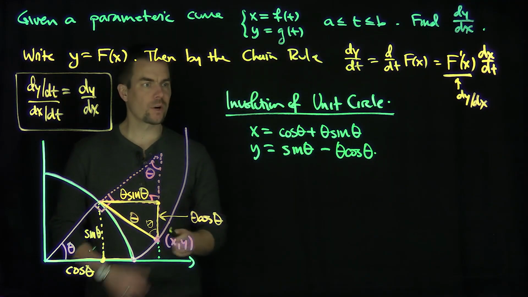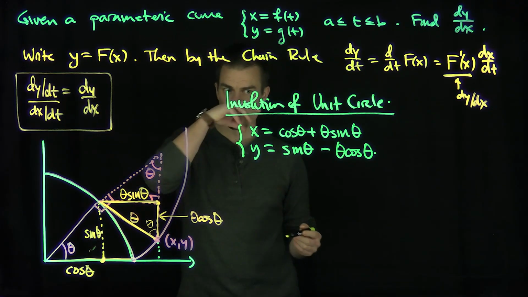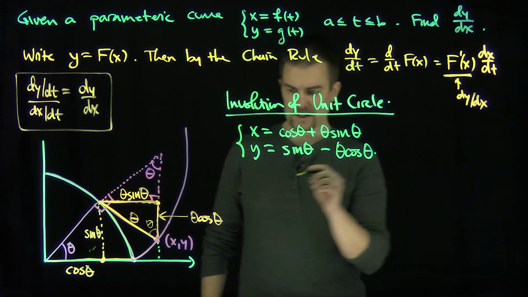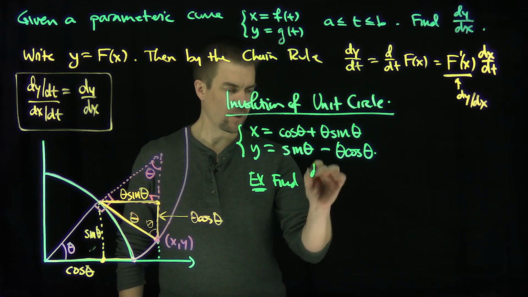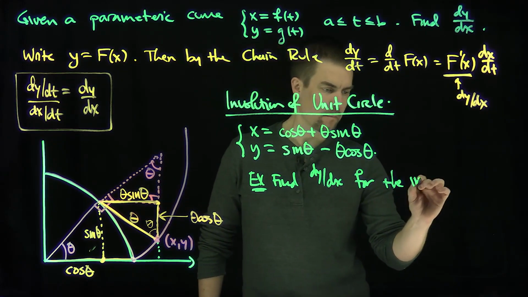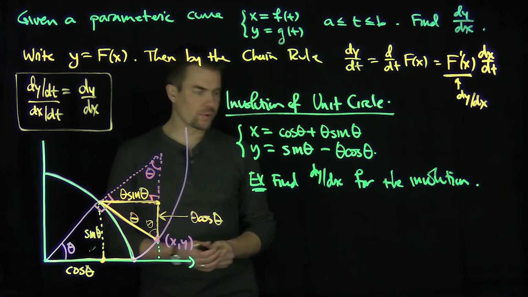And so now I'd like to ask the question for the involution of the circle. What's the rate of change of the involution of the circle, dy dx? So our example will be: find dy dx for the involution. Okay, so let's do it. So what will dy dx be?